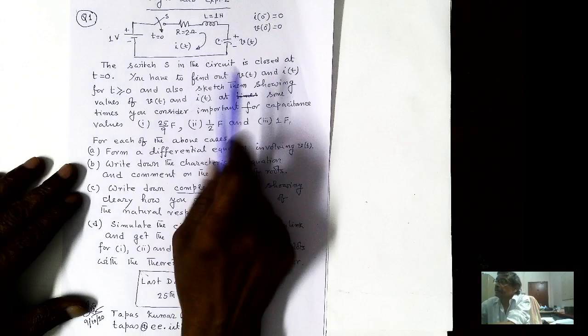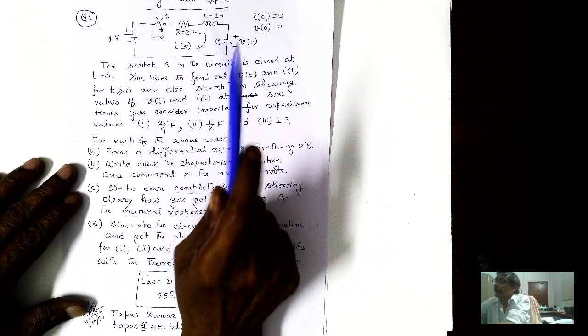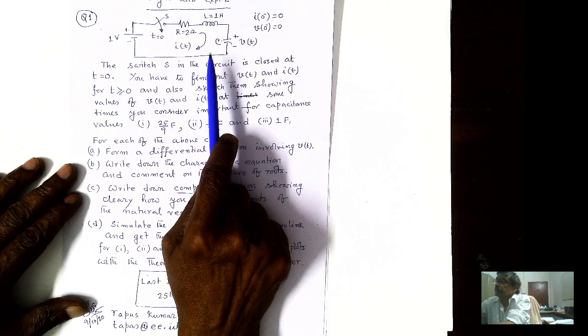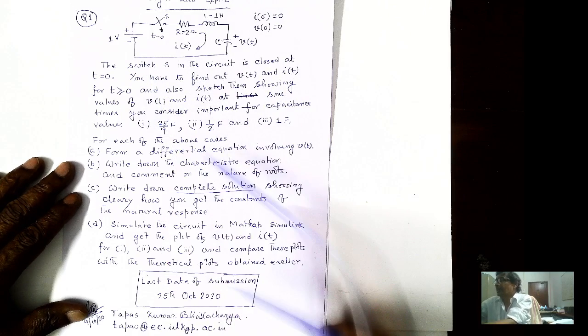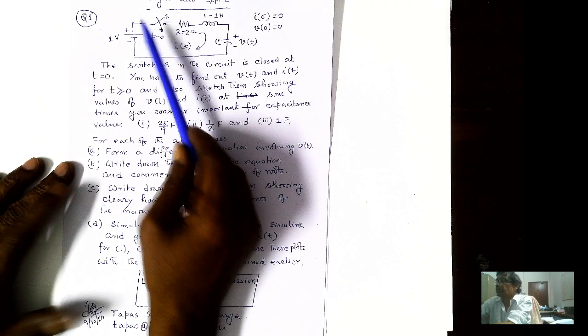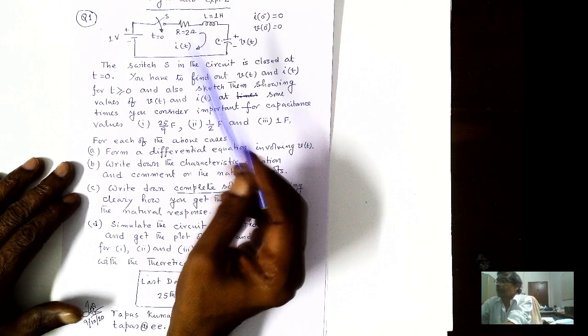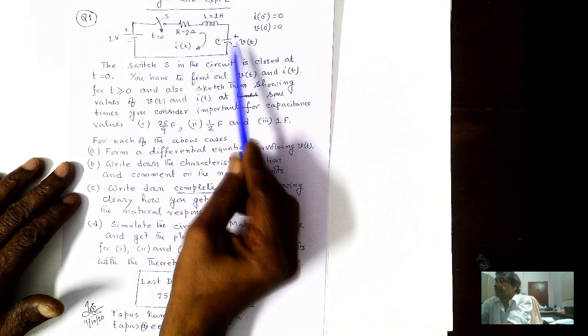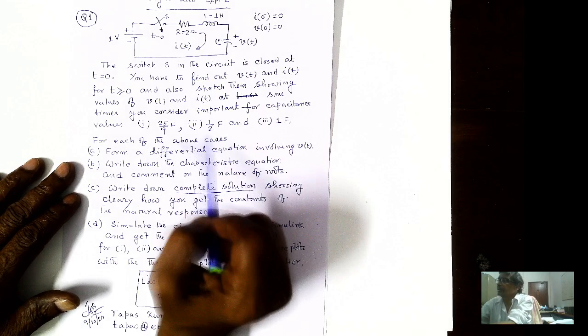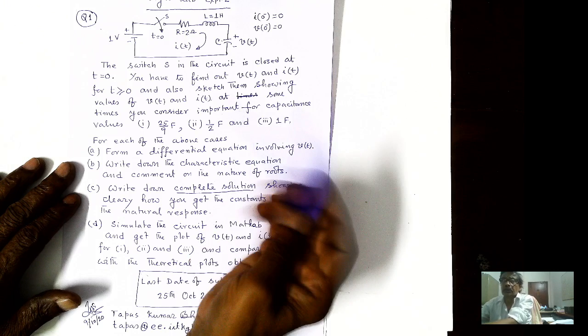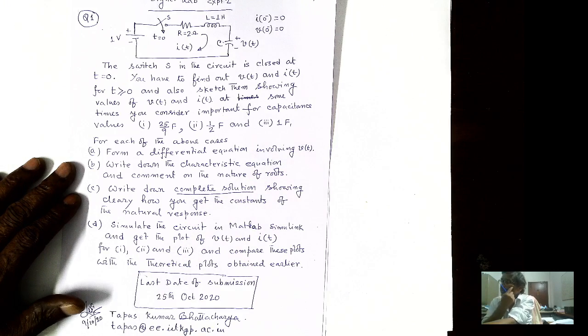Question 1 is a simple RLC circuit, a series circuit, with the values of R, L and C and the initial conditions given. At t equal to 0, the switch is closed. My goal is to find out V(t) and i(t) for t greater than or equal to 0, and for different values of capacitances. Most probably you will get three types of responses that you check.